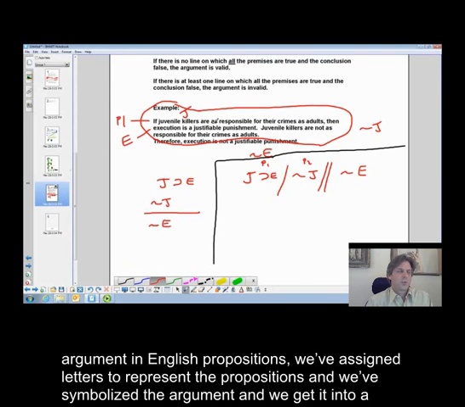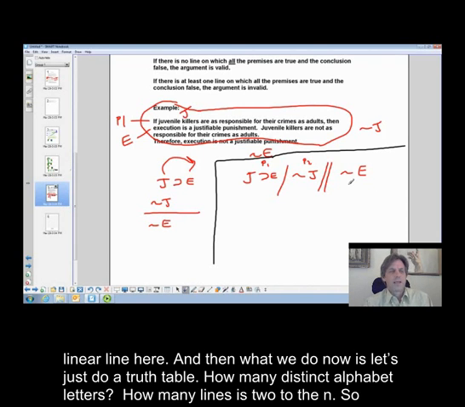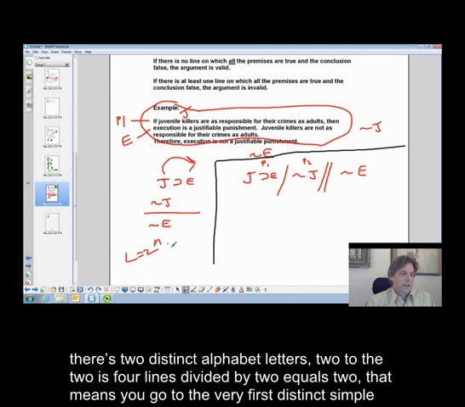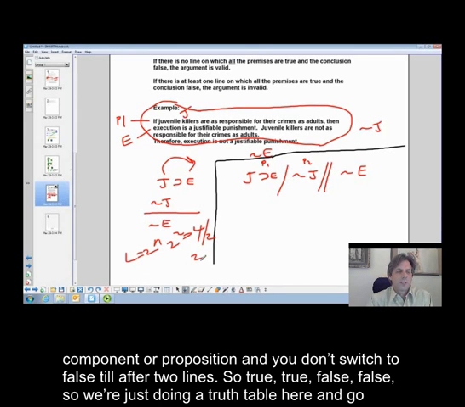Okay, so here's our argument in English propositions. We've assigned letters to represent the propositions, and we've symbolized the argument, and we get it into a linear line here. And then what we do now is let's just do a truth table. How many distinct alphabet letters? How many lines? It's 2 to the n. So there's 2 distinct alphabet letters. 2 to the 2 is 4 lines, divided by 2 equals 2. That means you go to the very first distinct simple component, and you don't switch to false until after 2 lines. So true, true, false, false.